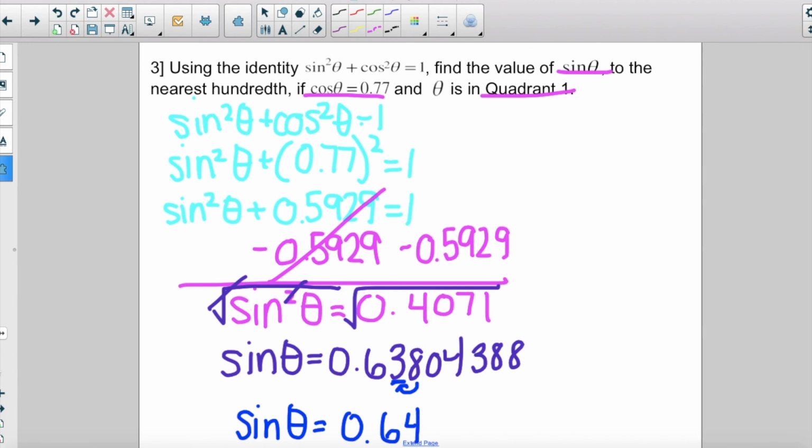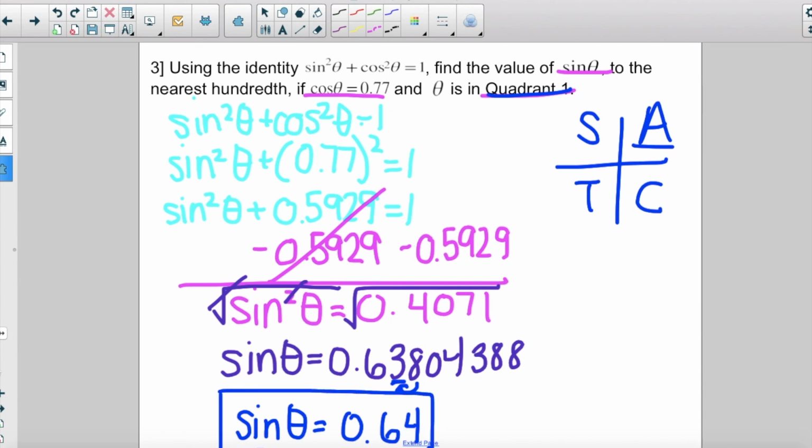And lastly, we have to figure out if it's positive or negative. It tells us that it is in quadrant 1. So in our All Students Take Calculus, in quadrant 1, all of our trig ratios are positive. So that tells us that this should be positive as well.